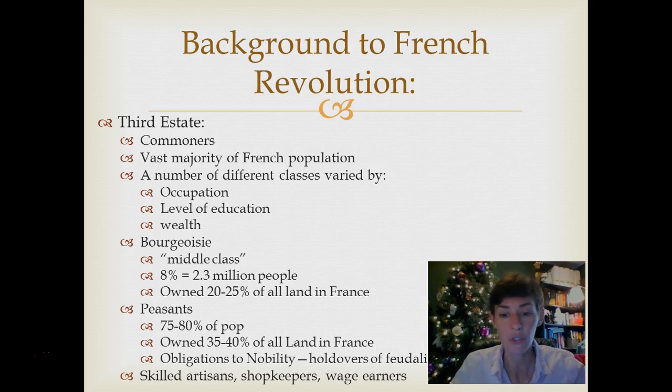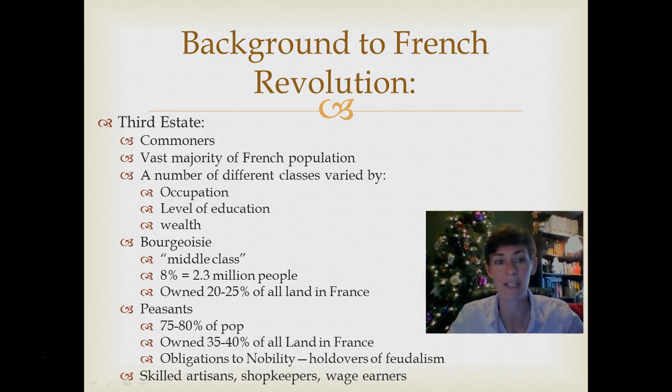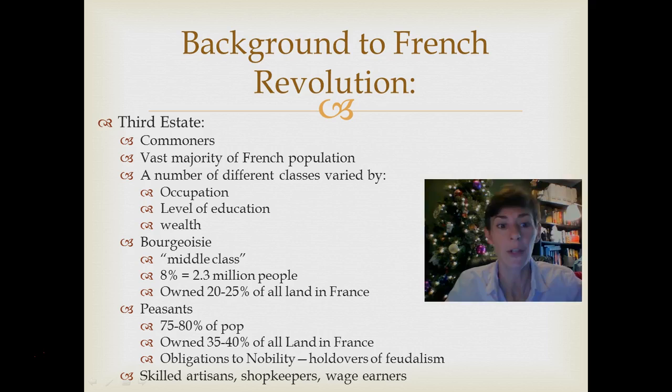Okay, so third estate. These are common people. They're the vast majority of the French population. They also had subdivisions within this class division. It varied by occupation, level of education, and of course wealth. The bourgeoisie was the middle class.